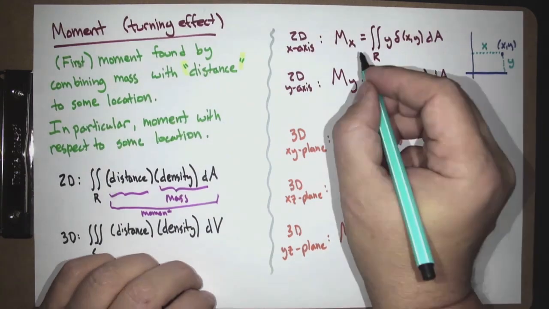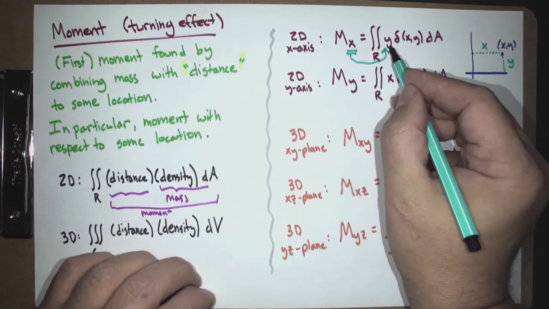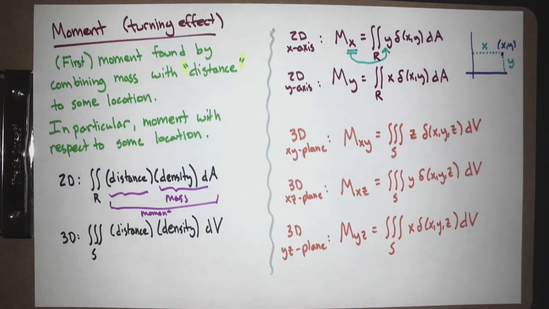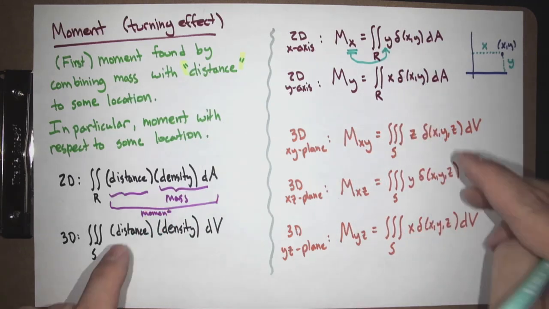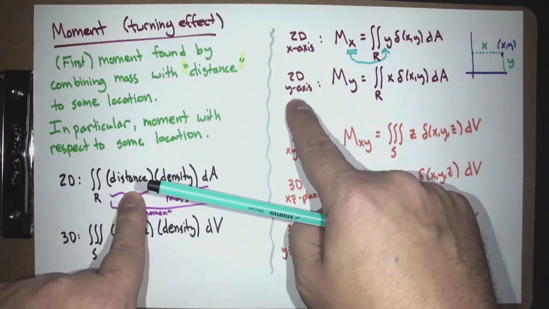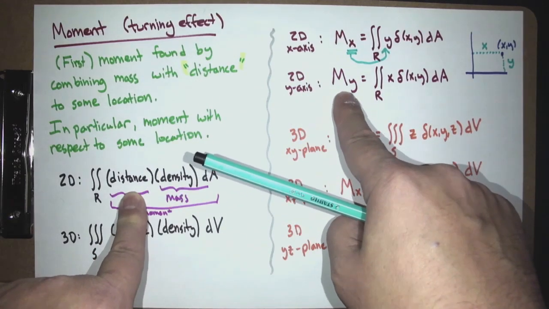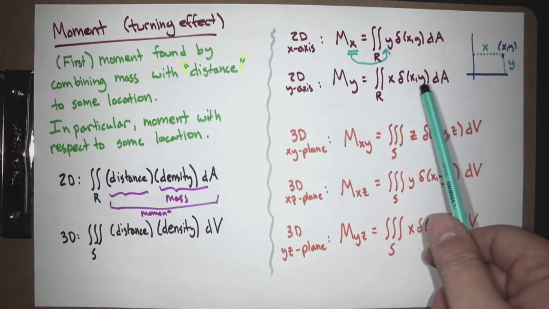So that's why you'll notice here, when we talk about moment with respect to the x-axis, it's not x, it's y. So you have to be careful with your notation. It's really tempting to say, oh, m sub x, I should throw an x in there. No. Be careful. The punchline here is the distance to the x-axis is y. When we talk about the moment with respect to the y-axis, the notation m sub y, that distance is x. So again, distance, density, dA.